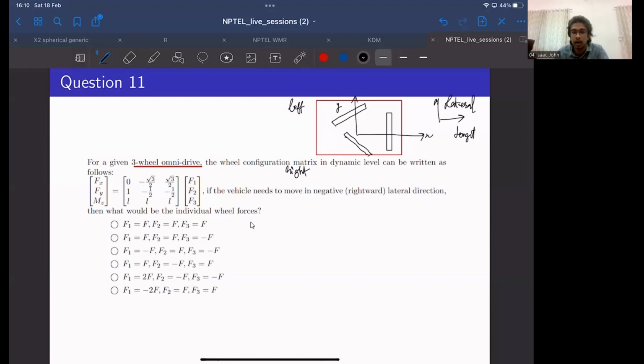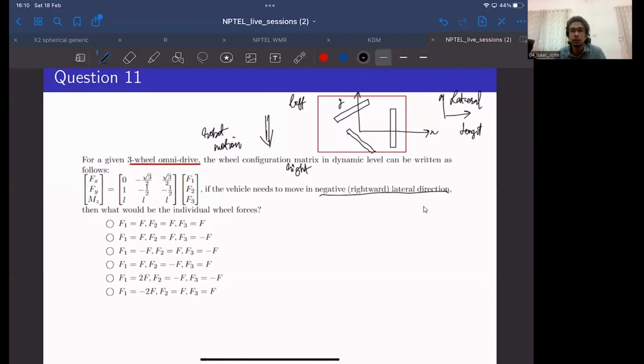So yeah, our question basically asks if the robot is to move in the negative lateral direction, or it also says rightward. So we would want the robot to move in this direction along the negative y-axis. So what would be the right wheel velocity combination? If this is how we want the robot to move, then how would our force vector look like?